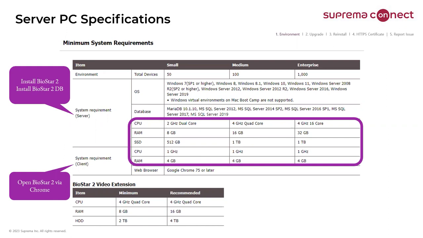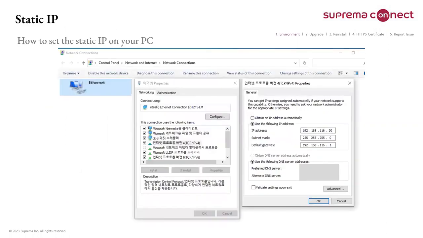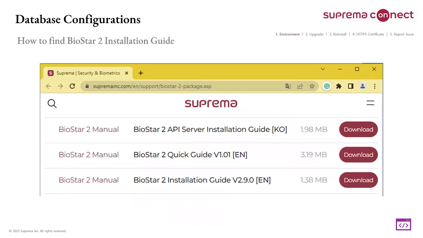The most important part of this specification is CPU, RAM, and SSD capacity. Suprema's guide is for installing only BioStar 2 and the database on the server PC. If other systems need to be operated on the PC where BioStar 2 will be installed, please prepare a server with a higher specification than our guide. Next is static IP. You can set static IP as shown on the screen. The third item is database setting.